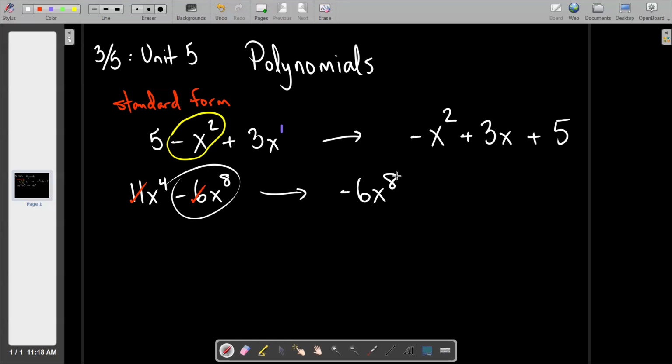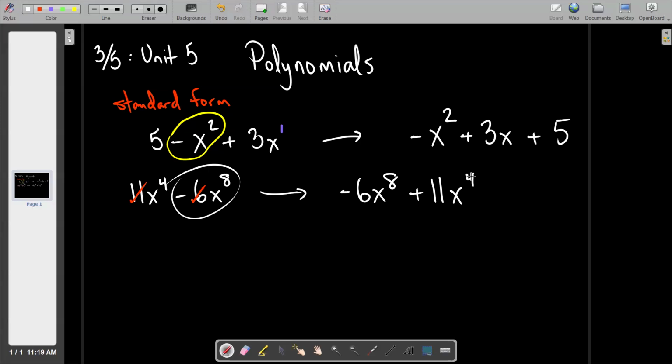And then what goes second? Plus 11x to the 4th. You have to be really good in this lesson at understanding how pluses become positive signs and how negatives become minuses. It's all very interchangeable. But that's it for standard form. Do you have any questions about that?